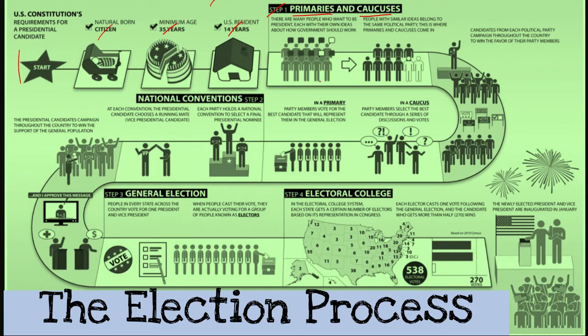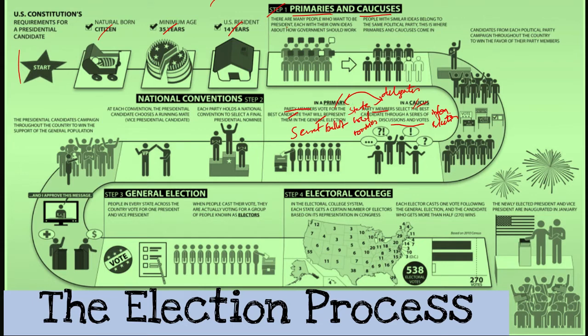So what are primaries? Primaries are where party members vote for their best candidate. It's a secret ballot voting system. And caucuses are where party members elect their nominee by discussion and votes, just by raising hands. It's an informal election. Depending upon the state, some states choose primaries, some choose caucuses, and some a combination of both. They are used for electing delegates. The electioneering is done by the state or the local bodies.